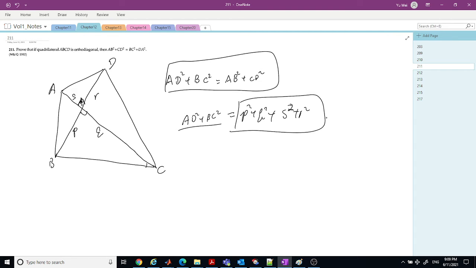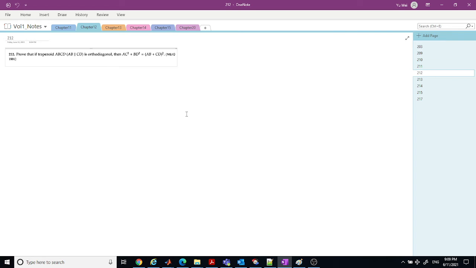Okay, so you can see you can prove on the other side. This is very important for this symmetry because I remember there is an AMC problem. You will use this technique. Prove that if trapezoid ABCD is orthodiagonal.